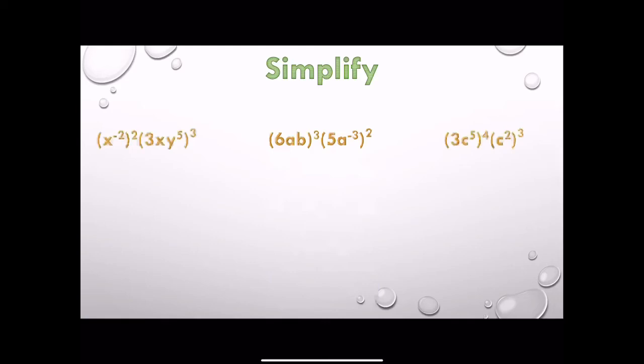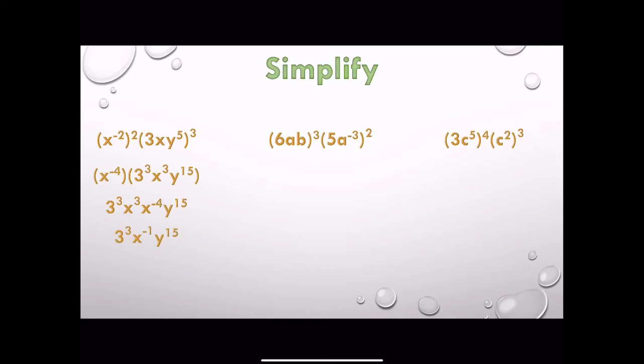So if I start with x to the negative 2nd squared, you should have gotten x to the negative 4th. Then when you cube everything inside the next one, you get 3 cubed, x cubed, y to the 15th. But again, I can move some things around. I have 2 powers with a base of x, so I'm going to put those next to each other. Those exponents I will add.